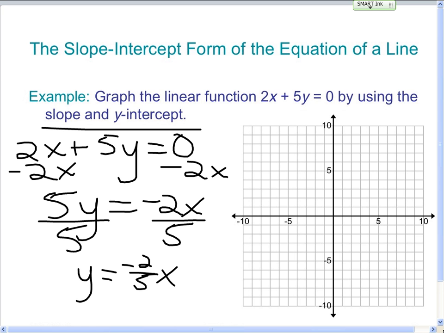So notice it does not have a b. You're like, so where do you put your point if you need a b? Well, it's actually plus 0. So on the y-axis, you're going to put a point at 0.